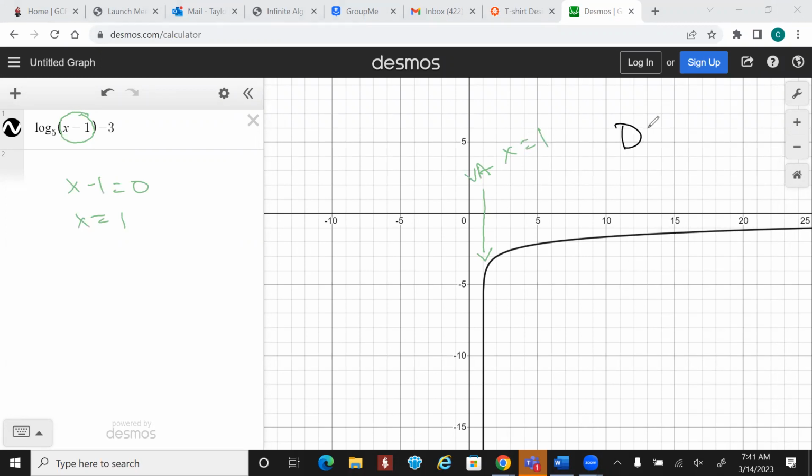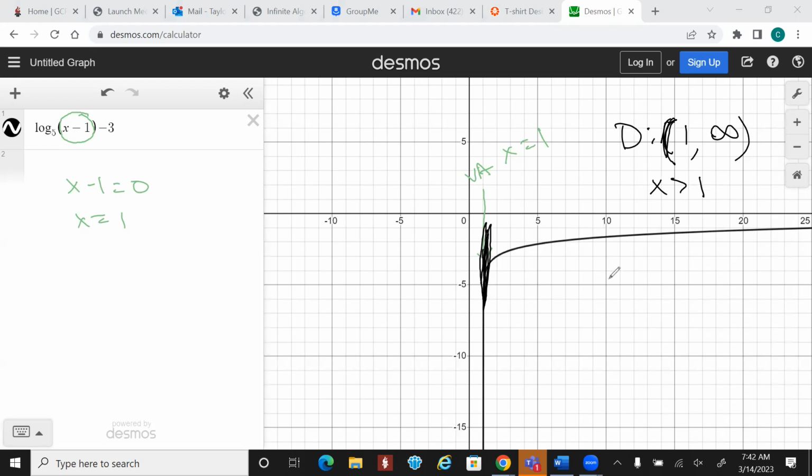Our domain is our x values, right? So what's our farthest left x value? Well, we have this vertical asymptote, so there's not going to be anything on the left-hand side. So what is our leftmost x value? 1. Okay, so we're going to go from 1. So what's our rightmost x value? Infinity, right? So I think how they have it written on your paper is x is greater than 1.